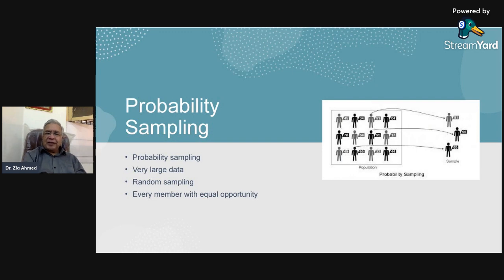There are two major methods of sampling. Number one is probability sampling. Number two is non-probability sampling. Probability sampling is done when the data is very large and random techniques are used in such a way that every member of the group is able to get some type of representation or opportunity.